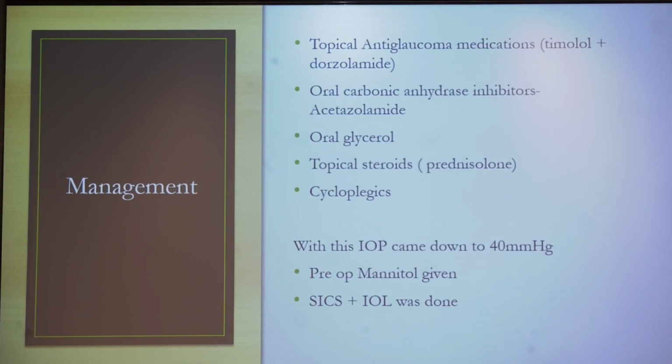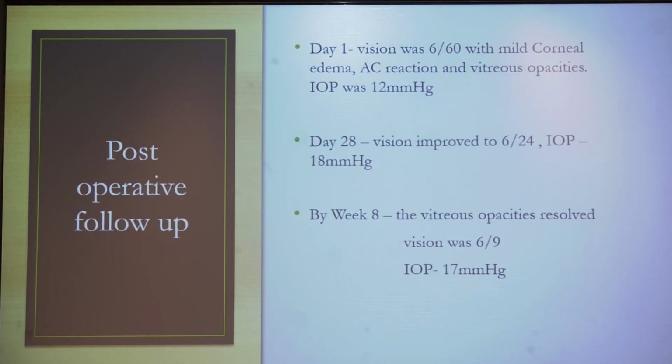Management: in this patient, the IOP was lowered with topical and oral anti-glaucoma medications, and topical steroids and cycloplegics were started. Pre-op mannitol was given and a manual small incision cataract surgery with IOL was done. Post-operative follow-up was good enough. By 8 weeks, the vision was around 6/9. The vitreous opacities had resolved and IOP was around 17 millimeters of mercury.